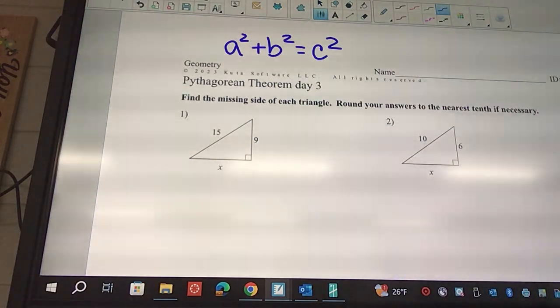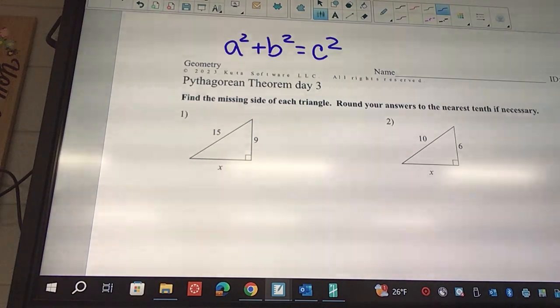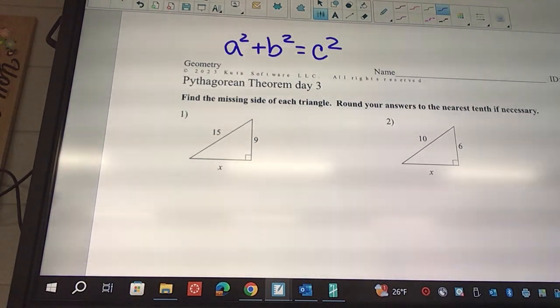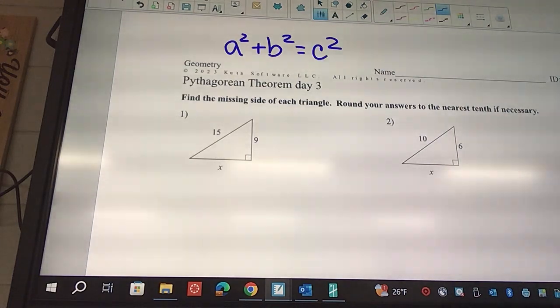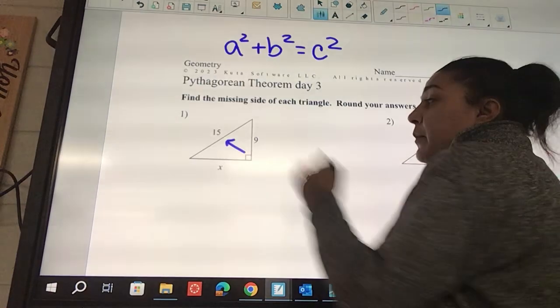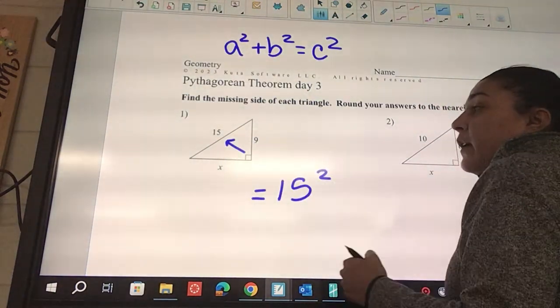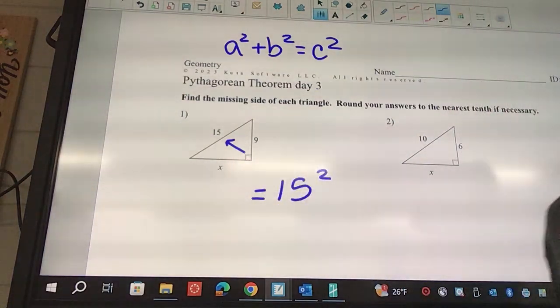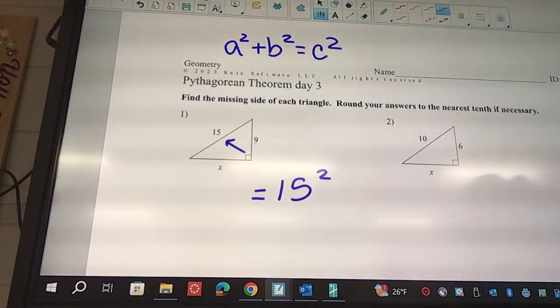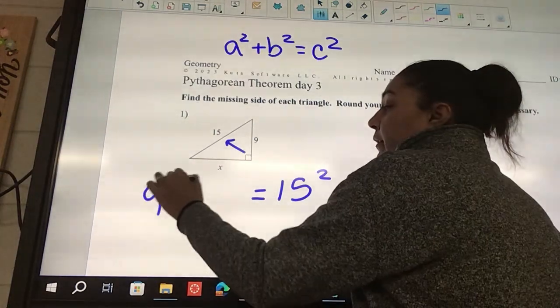So if they've already given you the triangle, you do need to make sure that it has the box. How do we know which one is C in this case? The number across from the square, okay? So here's the square, the number across from it is 15. So 15 has to go here. And then the other ones, the A and B, doesn't matter. So you can say 9 squared plus x squared or x squared plus 9 squared. It does not matter.